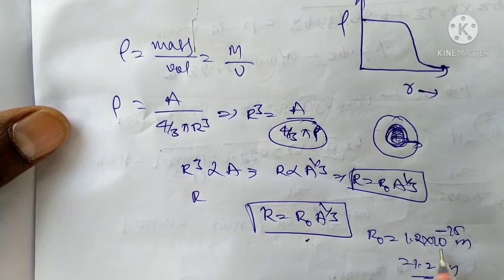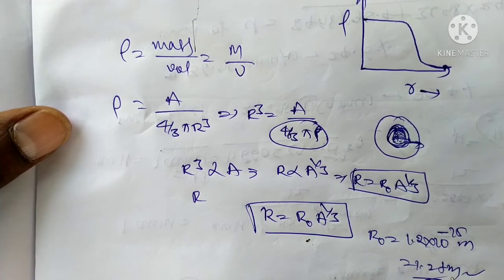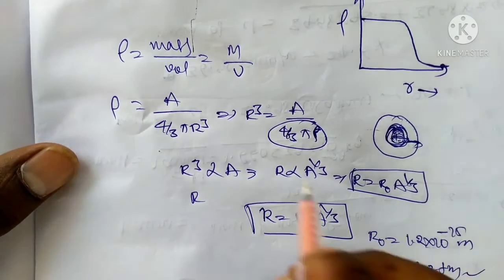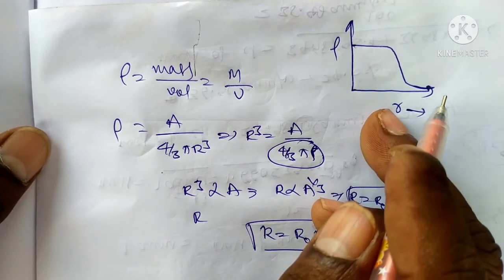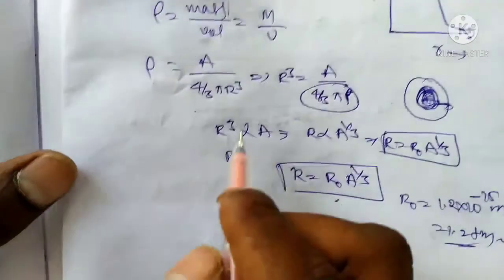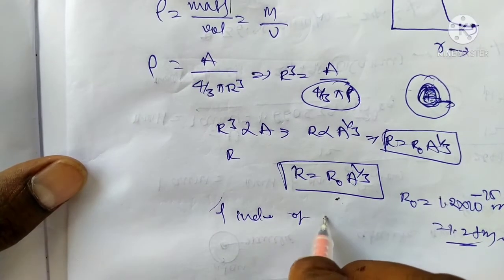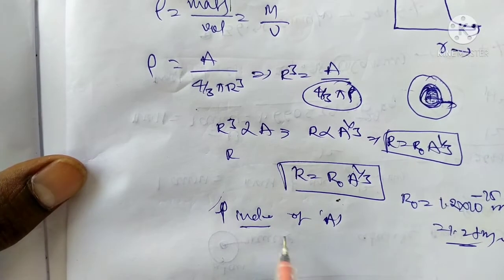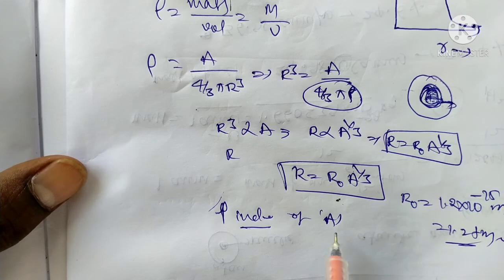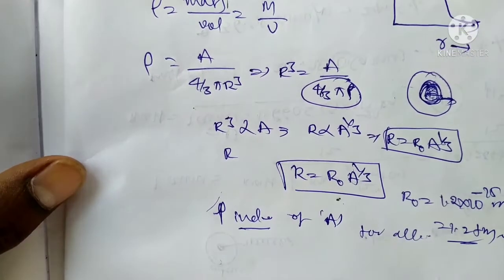10 to the power of minus 15 meters is nothing but 1 Fermi, about 1.2 Fermi. It is approximately equal to the radius of the nucleus. From this graph, the density of nuclear matter is constant. That is, density is independent of atomic mass number, for all nuclei.